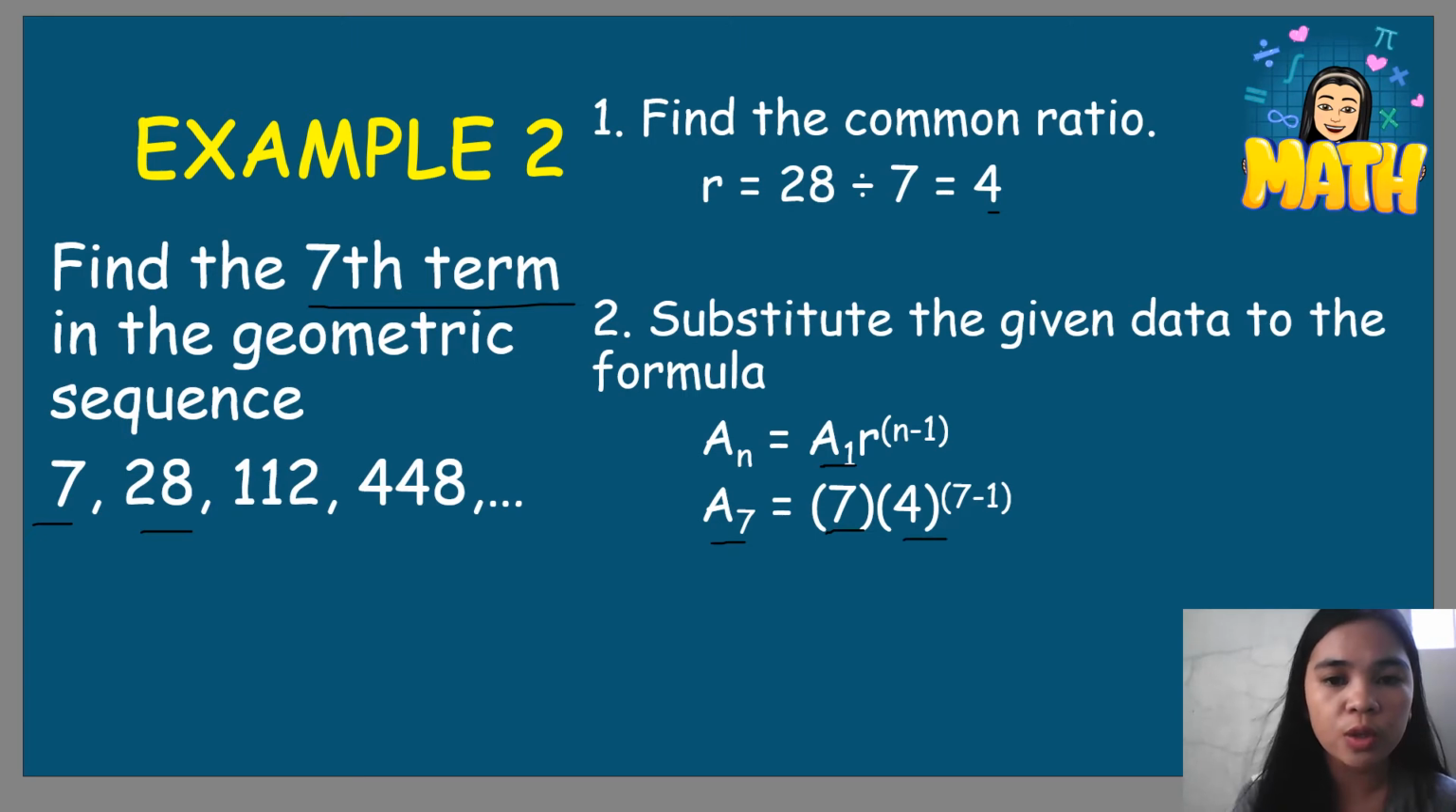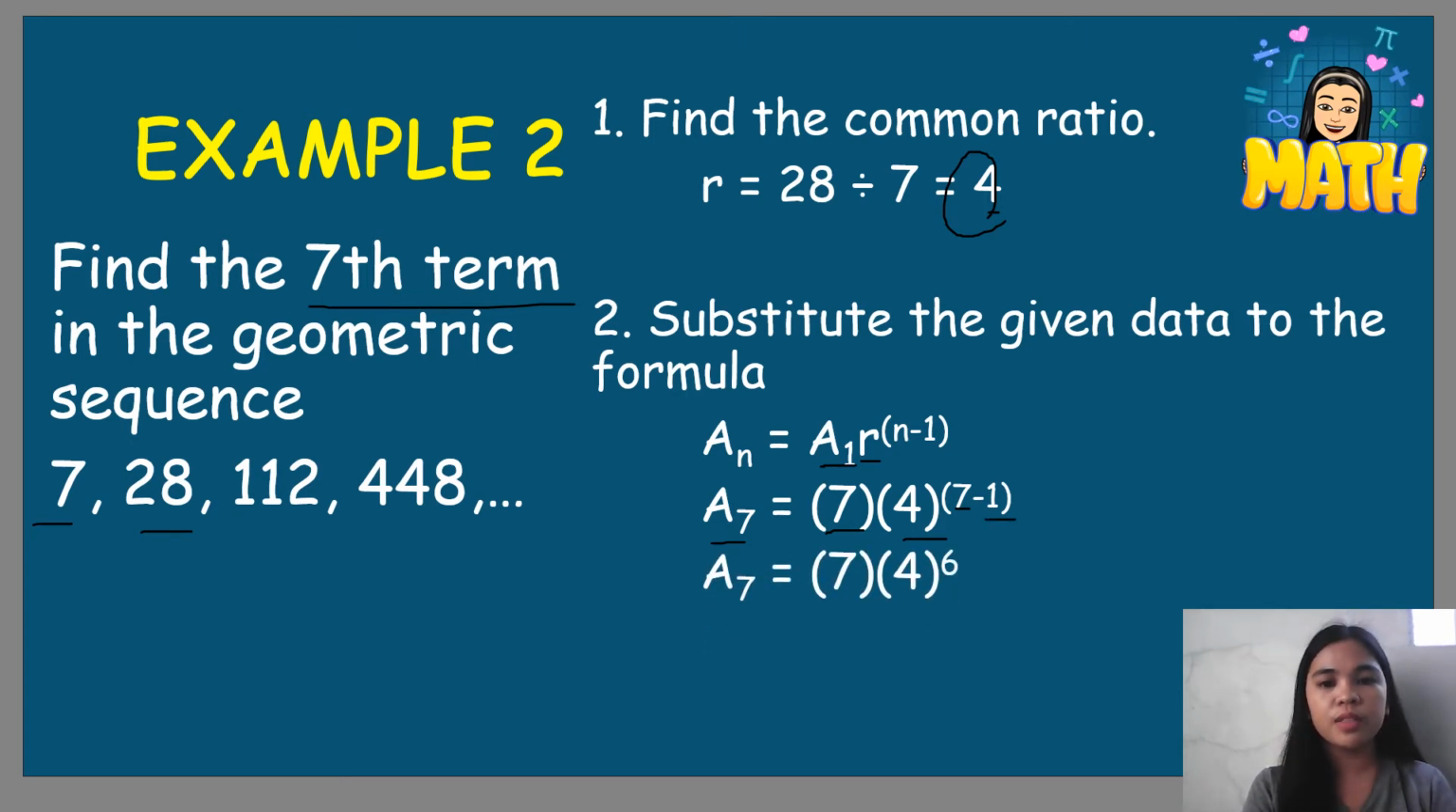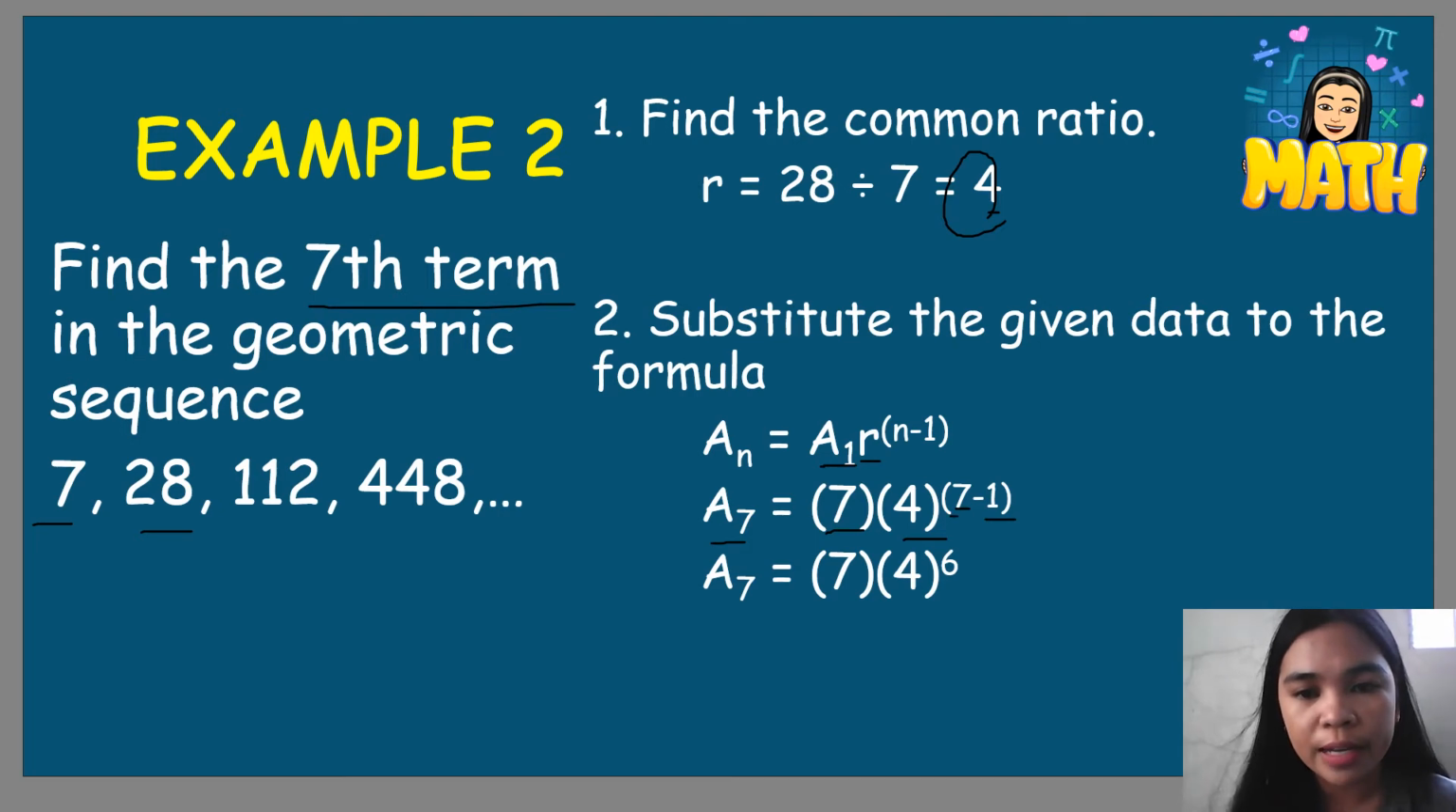4 to, kasi yung common ratio natin is 4. Galing siya dito sa common ratio natin na 4. Then, yung ating n is 7, kasi pang 7 yung position na hinahanap natin, minus 1. So, constant yung 1. Ngayon, kinompute natin yung 7 minus 1, kaya siya naging 6 dito.